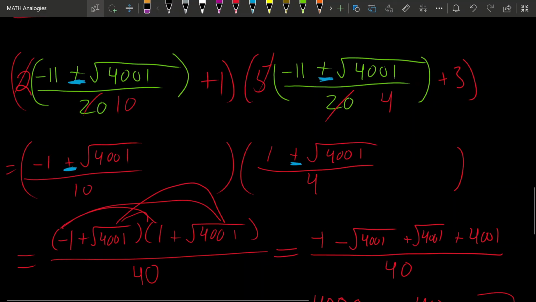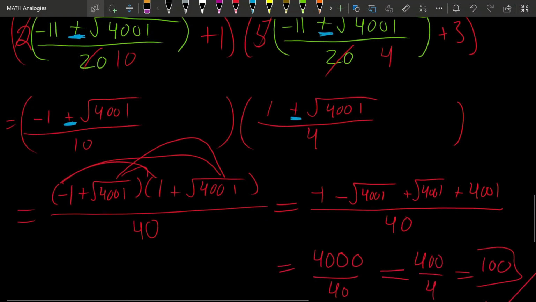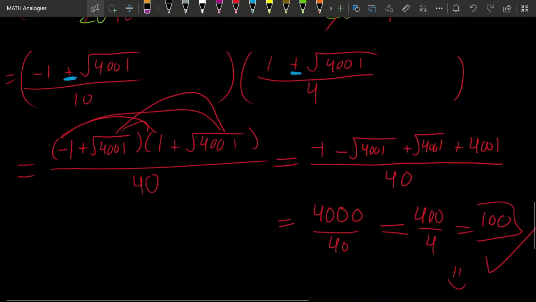Okay. And here's where we combine fractions, and that's still good. But the change happens down here. So we would have minus 1 times 1 is minus 1. We would have minus 1 times negative this. So negative 1 times the negative version would actually be positive square root of 4001.